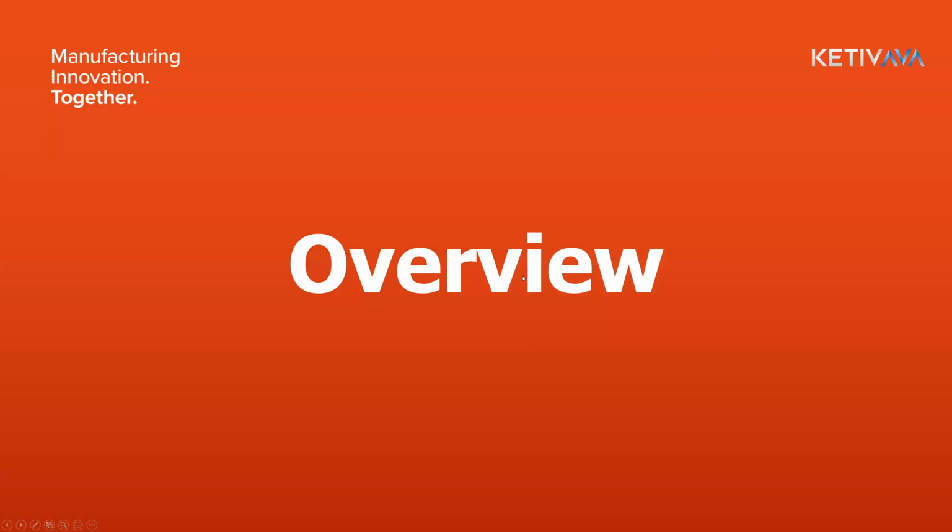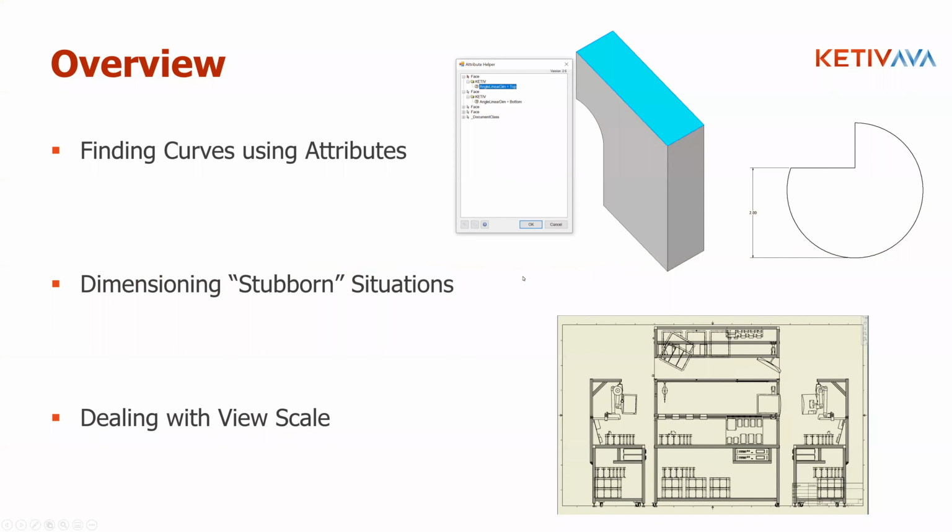So let's do a little bit of an overview of what we'll talk about today. There are three basic things that we see those who are trying to use the API for drawing automation struggle with as they're starting out or as they're trying to understand how to get the most out of drawing automation. The first is, how do they find the curves that they actually want to annotate, most typically dimension.